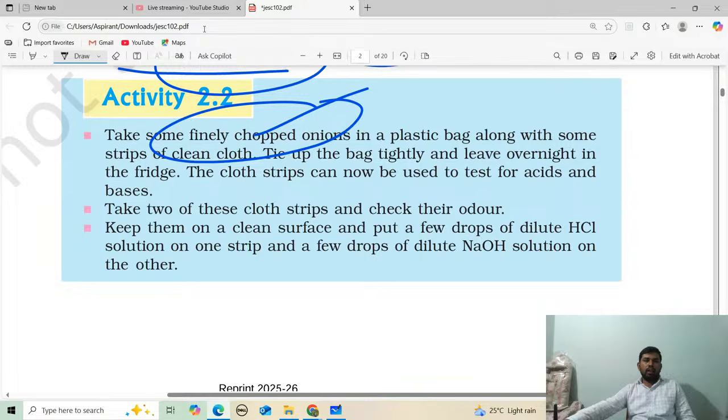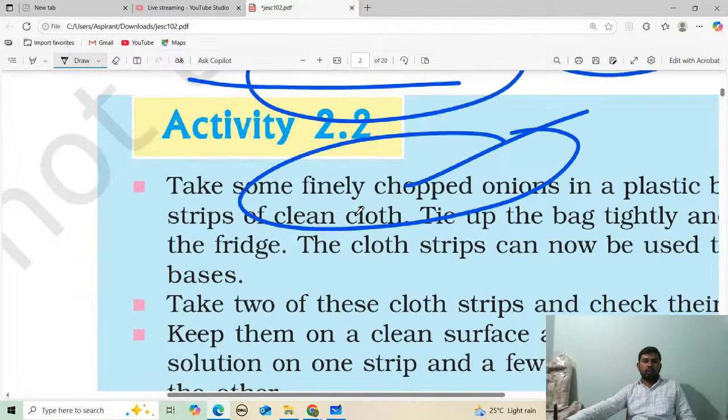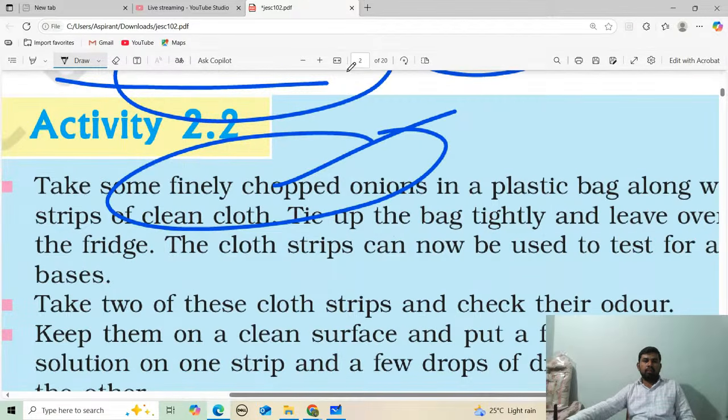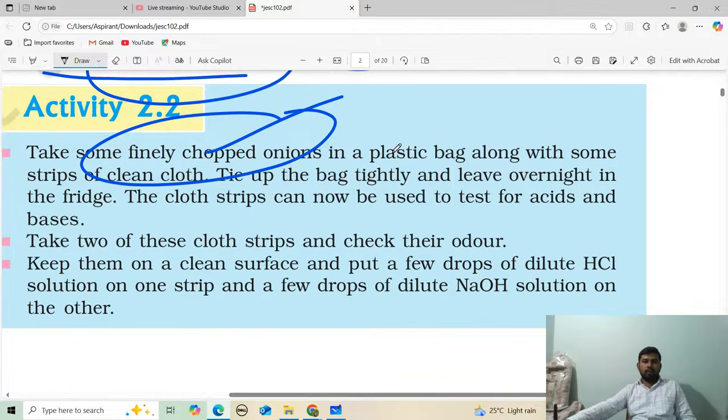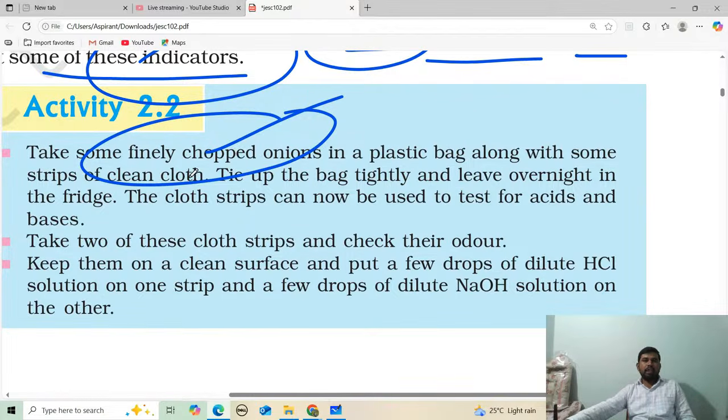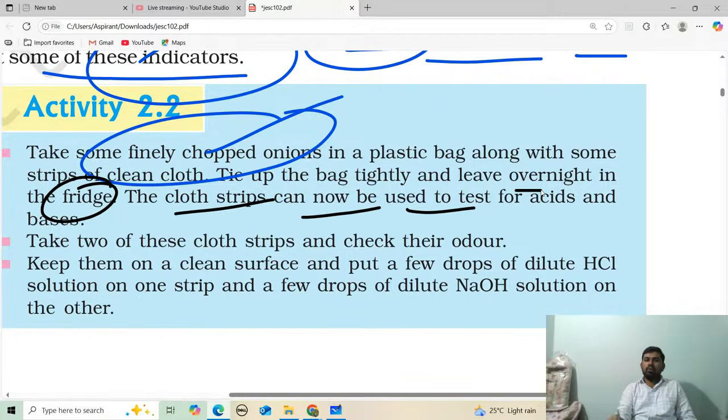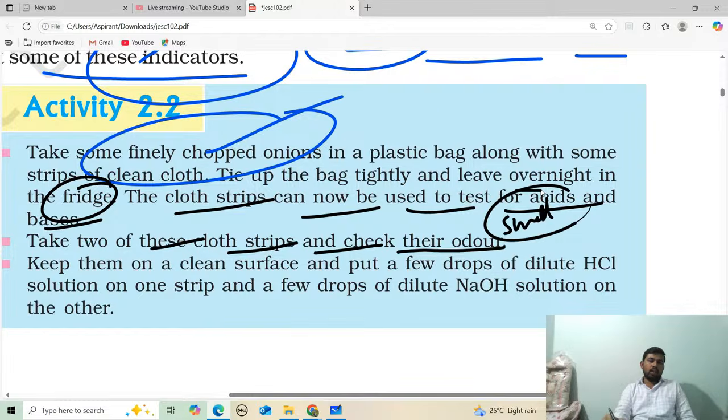Take some finely chopped onion in plastic bags, along with some strips of clean cloth. Tie up the bag tightly and leave it overnight in the fridge. The cloth strips can now be used to test acids and bases. Take two of these cloth strips and check their odor. Before doing the activity, you should know what the smell is. Then keep them on a clean surface and put a few drops of dilute HCl.